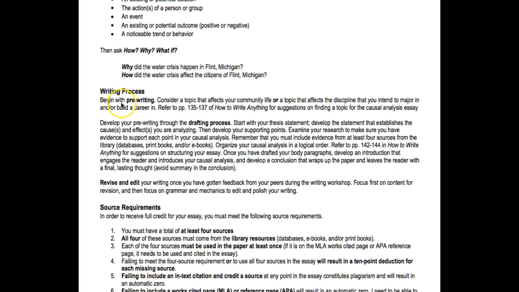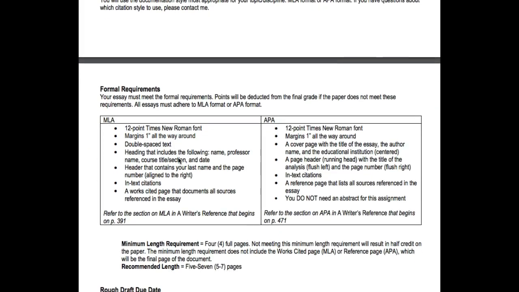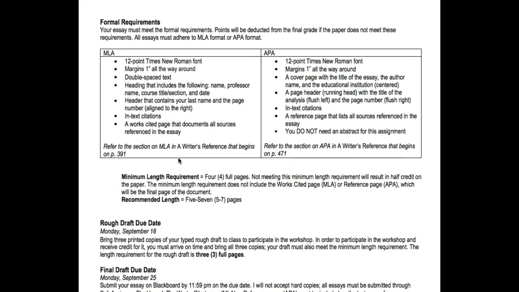I will describe the writing process. If there are research source requirements, I will outline those. There are always formal requirements about the documentation style to use, as well as a minimum length requirement. The minimum length requirement is really important to pay attention to. The reason that I have a minimum length requirement is that when I look at the paper and the number of sources that you're using, I know what length the paper needs to be in order to be developed enough.